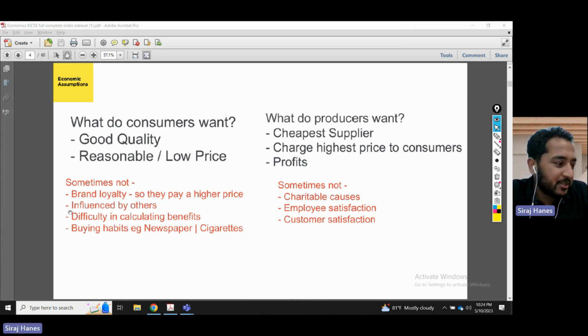Finally, buying habits. Not a habit, you just keep buying it. I still buy the Sunday newspaper. I don't read it. I don't know why I buy it. It's still there. It's just at home. Every week I just collect a brand new newspaper right there. Out of habit, it's just there. Don't ask me why. It's just bought every week. Nobody reads it. Buying habits. Now, these are why consumers may act irrational. Sometimes they do not get the maximum benefit.